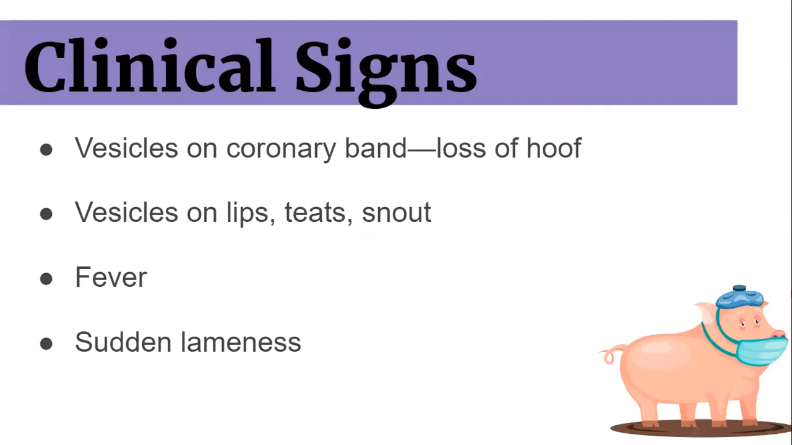In terms of clinical signs, the primary clinical signs of swine vesicular disease are fresh or healing vesicular lesions on the feet, especially the coronary band, and less often other areas such as the mouth, lips, teeth, or snout. Other clinical signs include fever and sudden lameness.